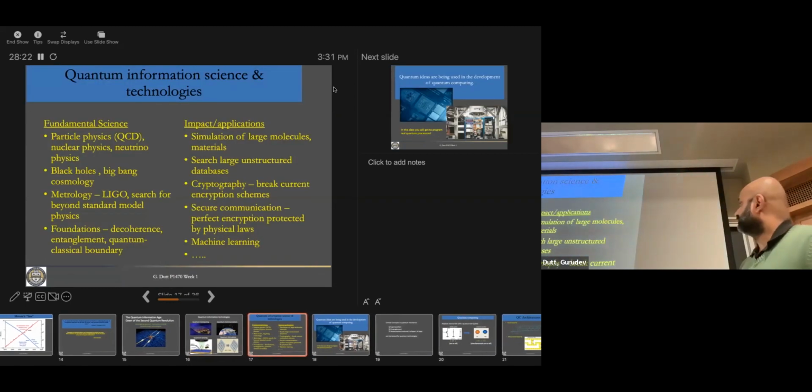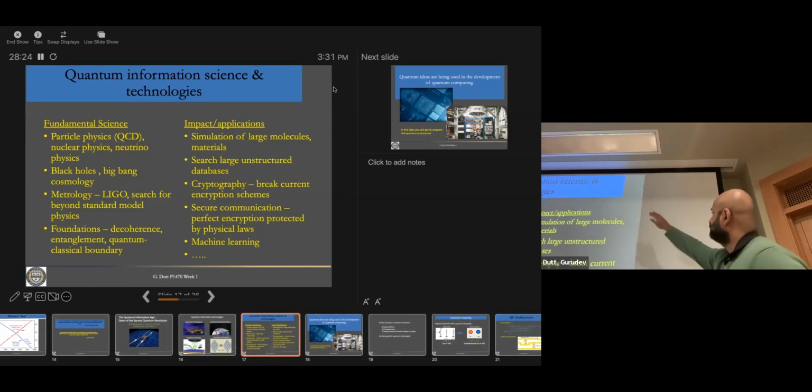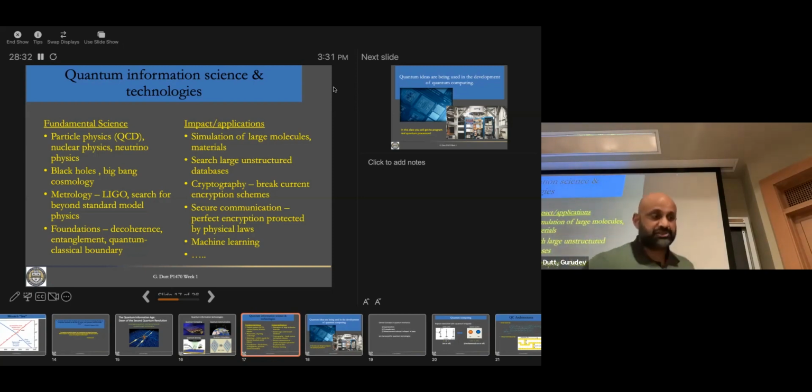So here is a sort of list of impact and applications on the right-hand side, and on the left-hand side, fundamental science that we think could be enabled by advances in quantum information science. So yes, interestingly, people in, say, particle physics, who deal with quantum chromodynamics and nuclear physics and neutrino physics, are very interested in quantum computers and quantum simulators because they may help us to simulate the behavior of particles, which are very difficult to do in the laboratory and certainly are not possible for current classical computers to simulate.